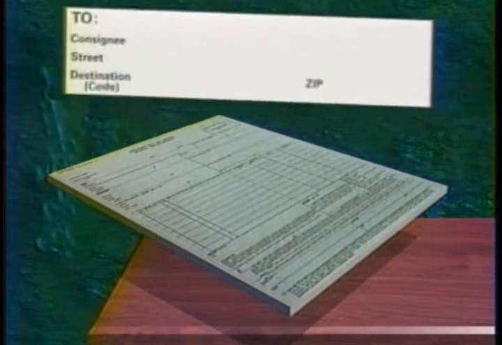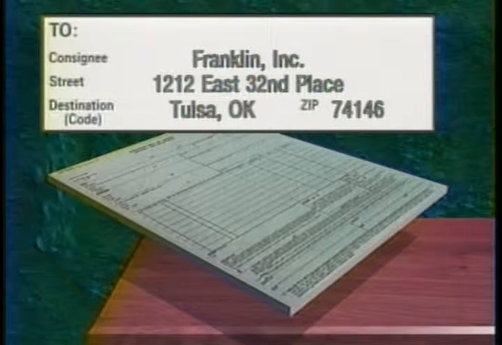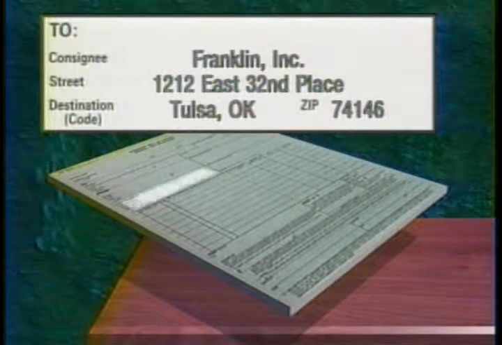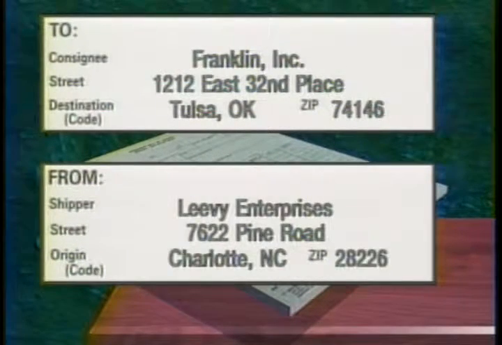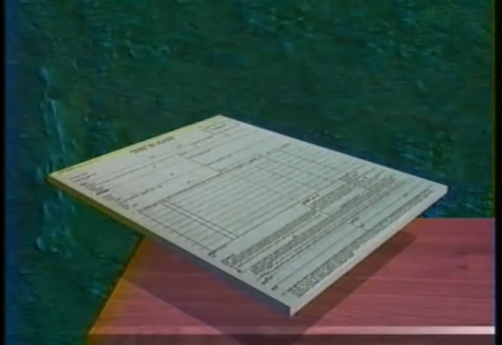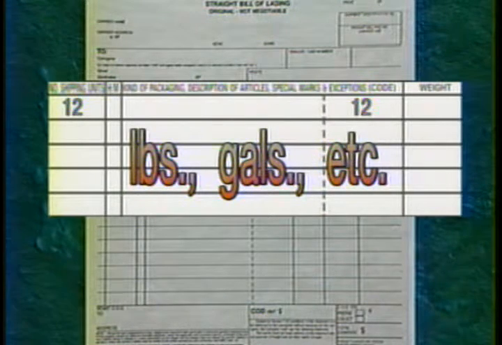Now, where is the shipment going? Fill out the exact destination of the consignee here. The consignee is the intended receiver of the HazMat, and the consignor is anyone offering HazMat for transportation. First, list the total number of packages for each type of material. The total quantity per material may be shown before or after the material description. Units of measurement may be abbreviated.